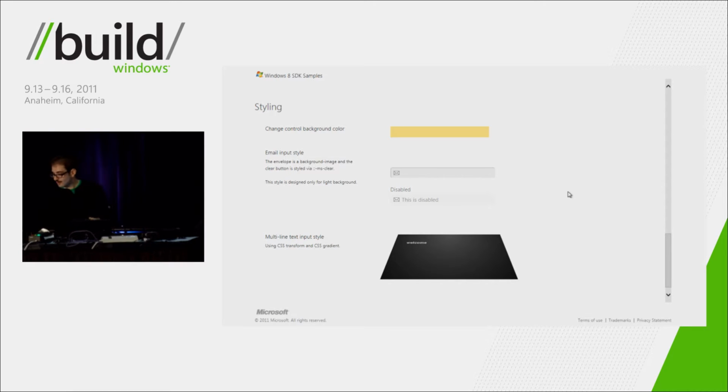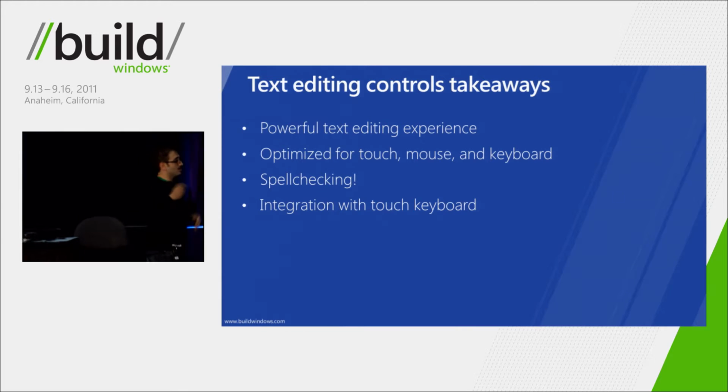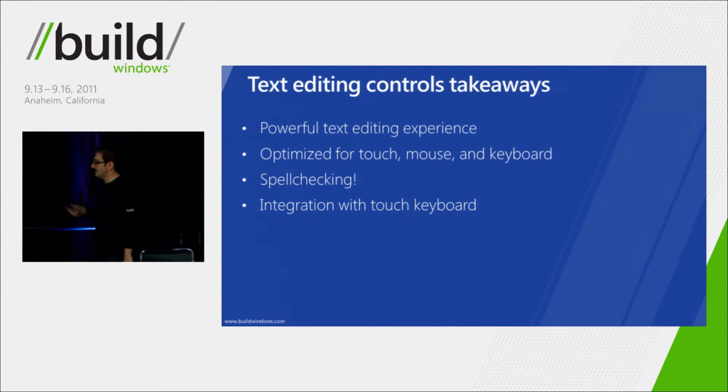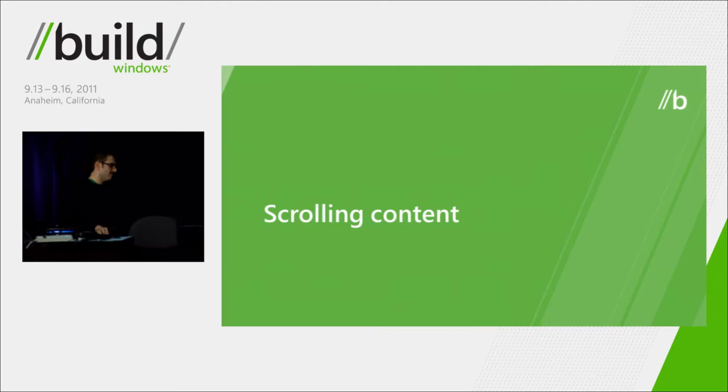All right, let's go back to the PowerPoint and recap what we just looked at. We just looked at text controls. We said, wow, there's this powerful text editing experience. We showed you a lot of the features that you get with that. That's for free, built into the text controls, if you use them. We showed how they're optimized for touch, mouse, and keyboard. We showed spell checking and the whole rich experience around that, and integration with the touch keyboard, and some of the cool things you can do with styling on them. So that's text controls. All right, next area of controls is scrolling content.